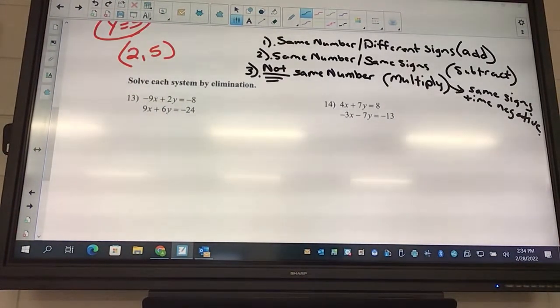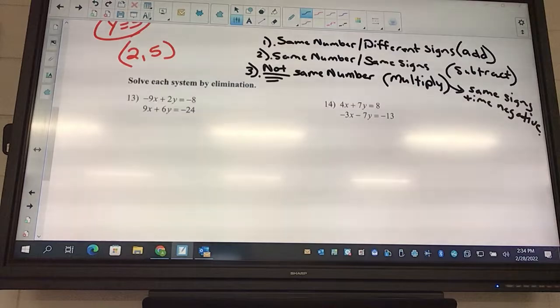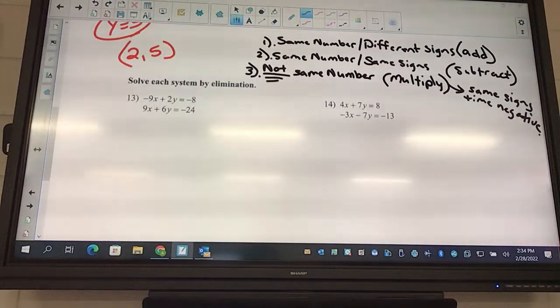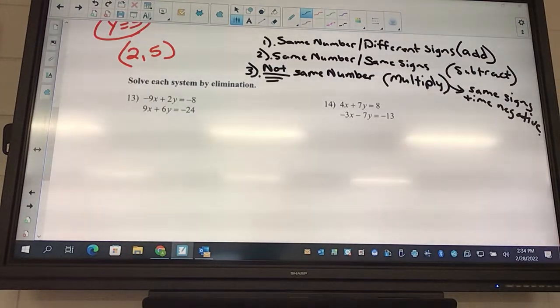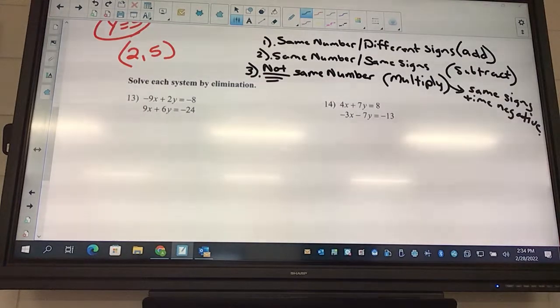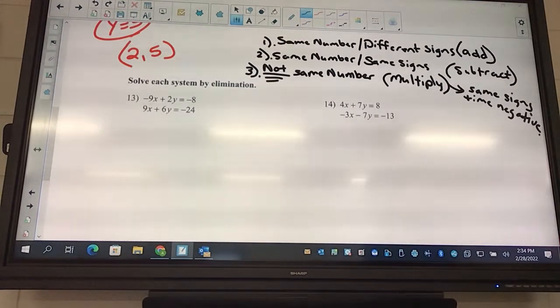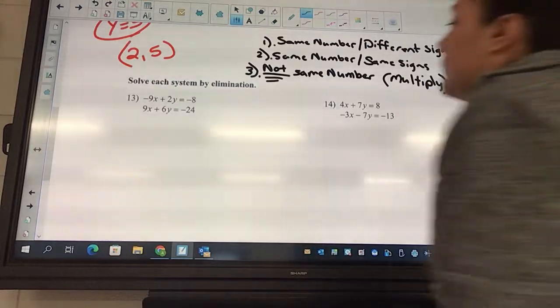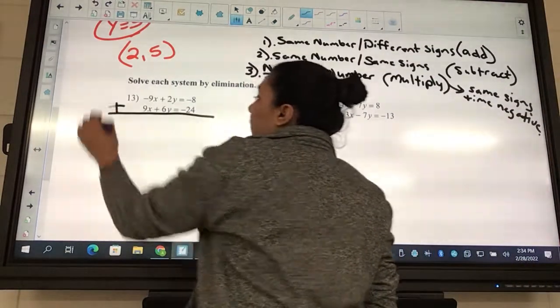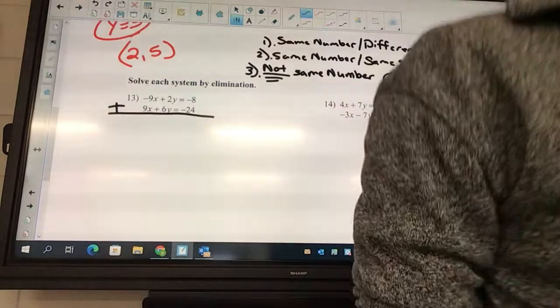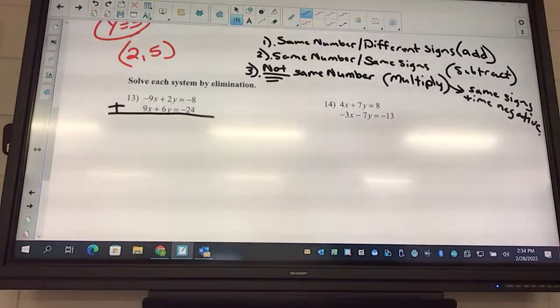Okay, so if we look at number 13, do we have the same numbers? Yes. What is it? 9. Do they have the same signs or different signs? Different signs. So what do we need to do? We're going to add them together. What is negative 9 plus 9? 0. And they cancel, and that's what's supposed to happen.